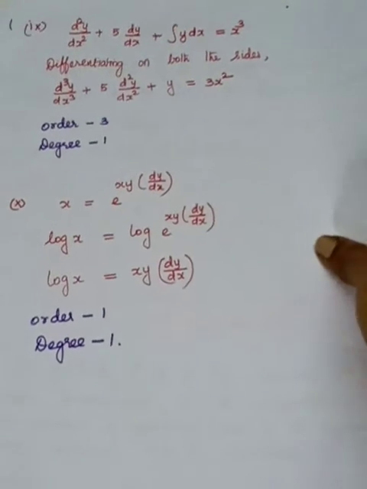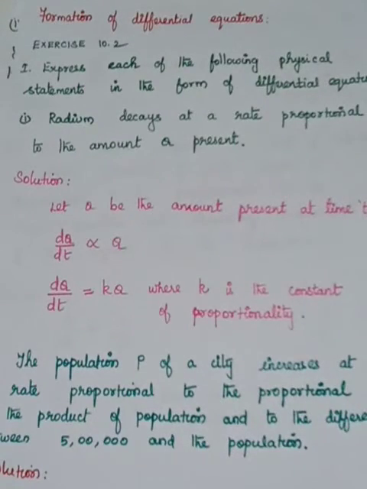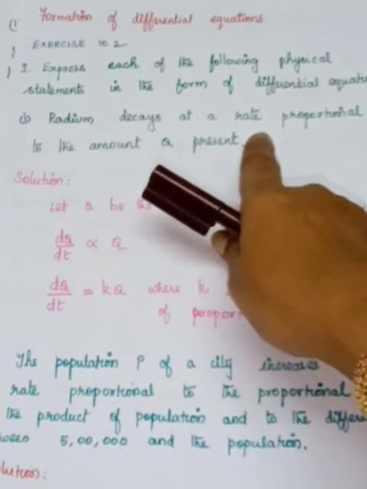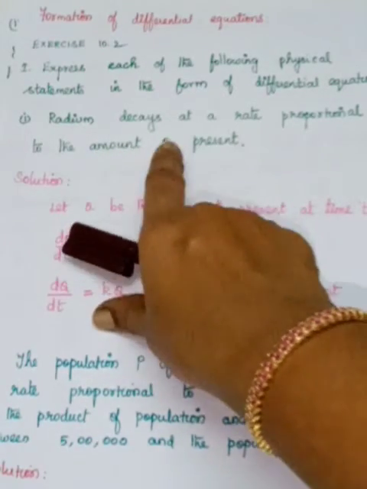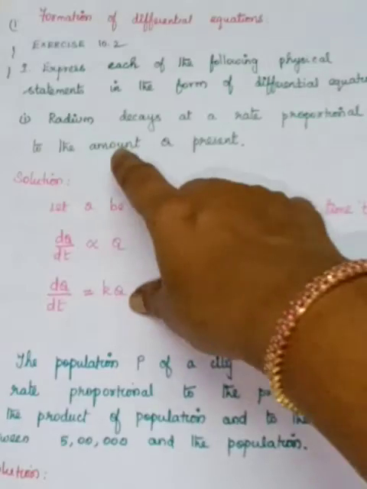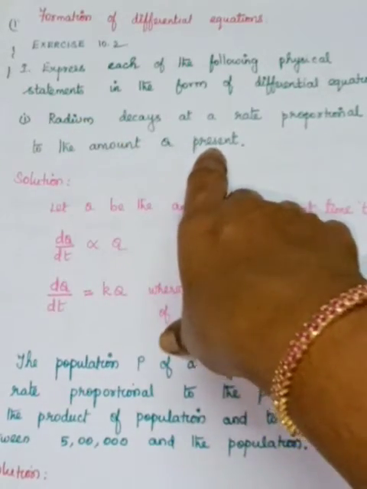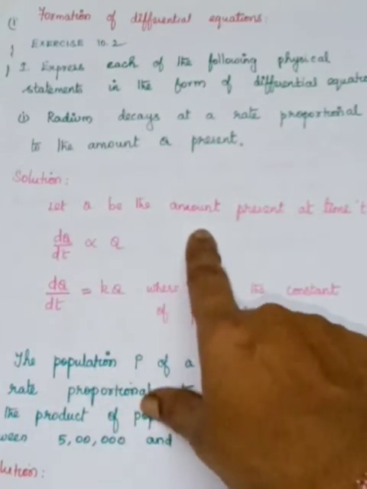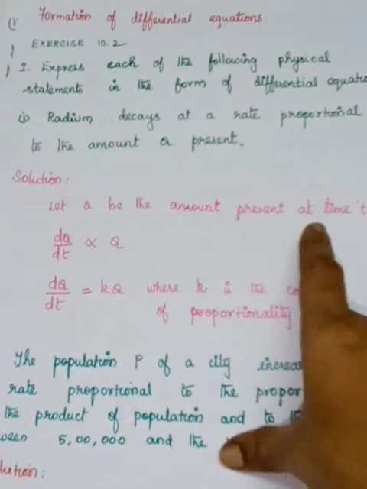Okay. So next we are moving to the topic, that is the formation of differential equations. How to form the differential equation. You see that first one, exercise 10.2, express each of the following physical statements in the form of differential equations. You see that radium decays at a rate proportional to the amount Q present. So, the amount of radium present at time t is Q. Otherwise, let Q be the amount of radium present at time t.